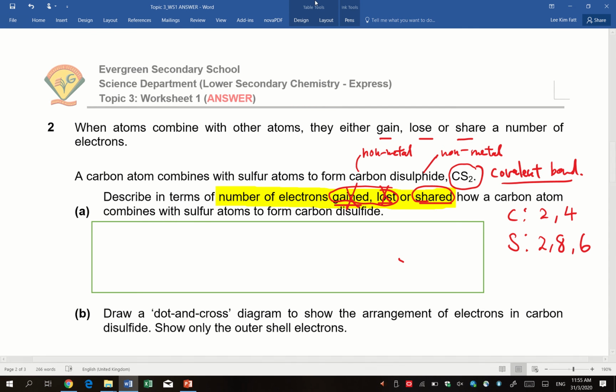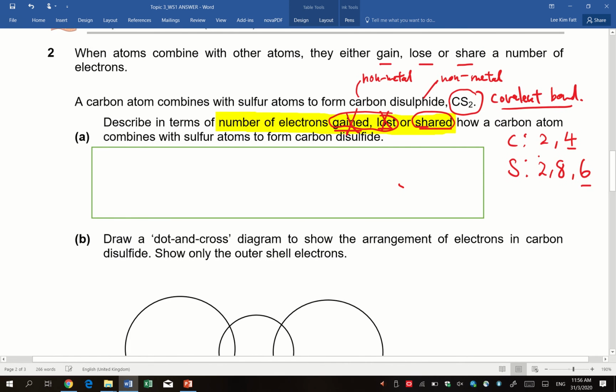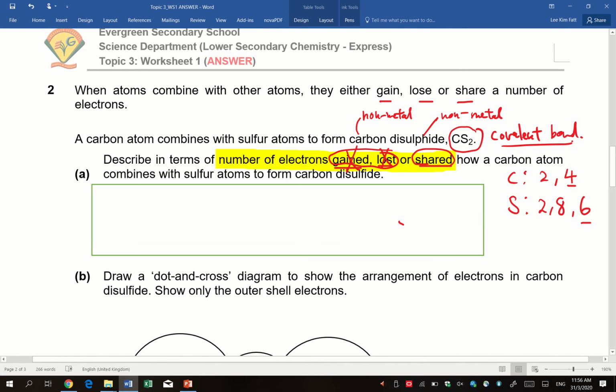Okay. Now with this, you should be able to see or determine how this actually shares the electron. If you are not clear, all you need to do is go and draw out the individual carbon atom as well as the sulfur atom first. I'm just going to do a quick one. I will draw the valence electron shell.